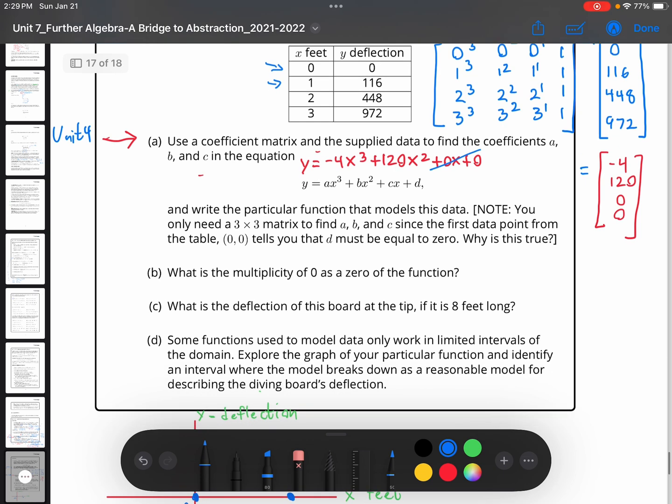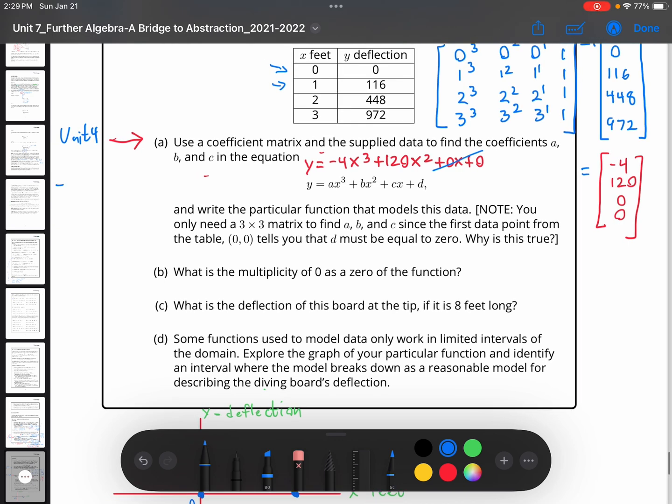So the first question is what's the multiplicity of 0? What that means is if I were to solve for x here, I can do it over here on the left side of the margin. If I set this equation that I just showed you, -4x cubed plus 120x squared, equal to 0, because he wants to know one of the zeros of the function, this is what's going to happen.